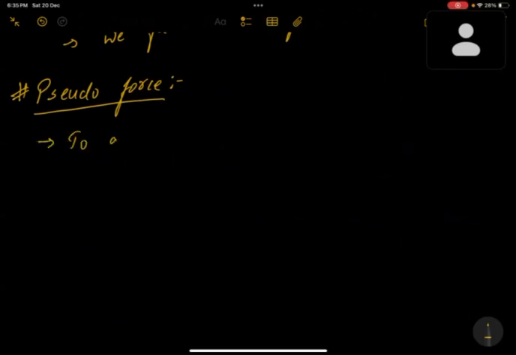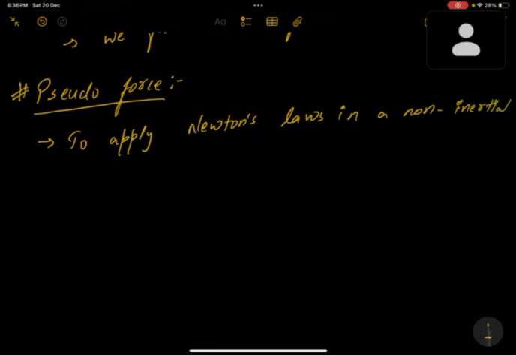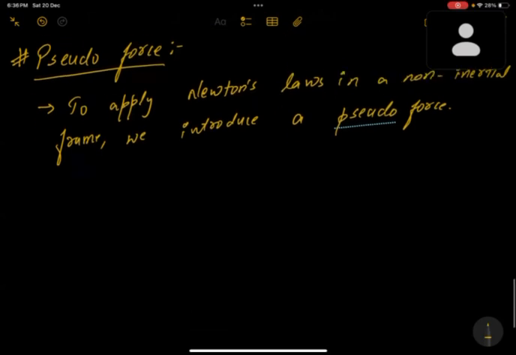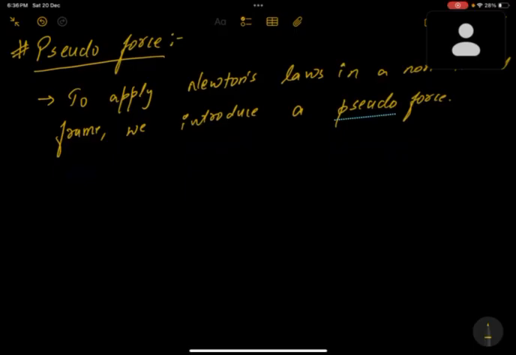So to apply Newton's laws in a non-inertial frame, we introduce a pseudo force. So for pseudo force, there are some conditions. First condition.